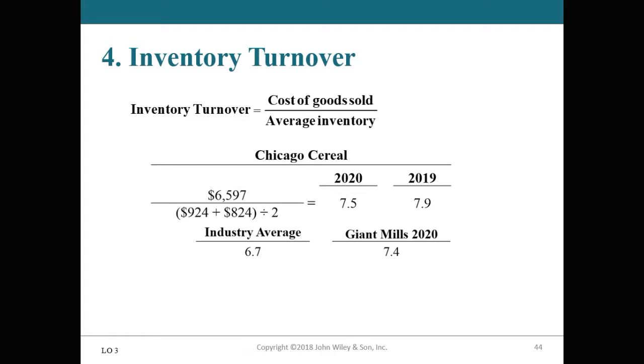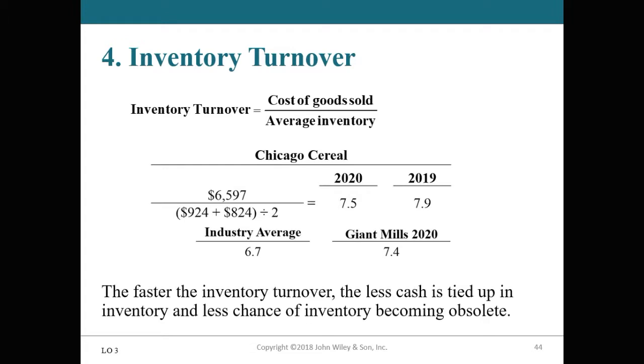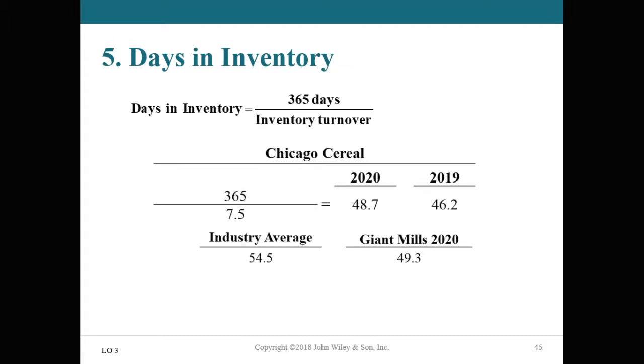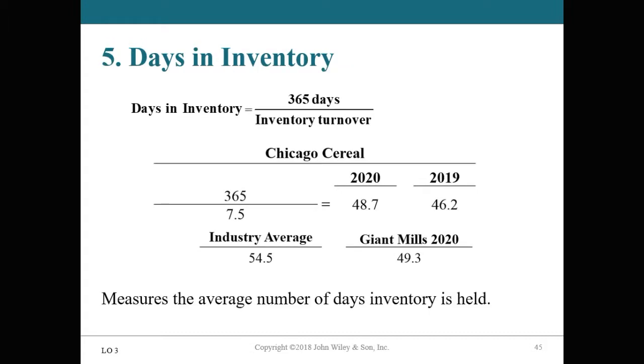The inventory turnover measures the number of times on average inventory was sold during a period. Companies compute this by dividing the cost of goods sold by the average inventory during the year. The days in inventory is computed by dividing inventory turnover into 365 days. The faster your inventory turns over, the less cash is tied up in the inventory, and the less chance you have of your inventory becoming obsolete or something else happening to it. Days in inventory tells us the average number of days of inventory that is held.